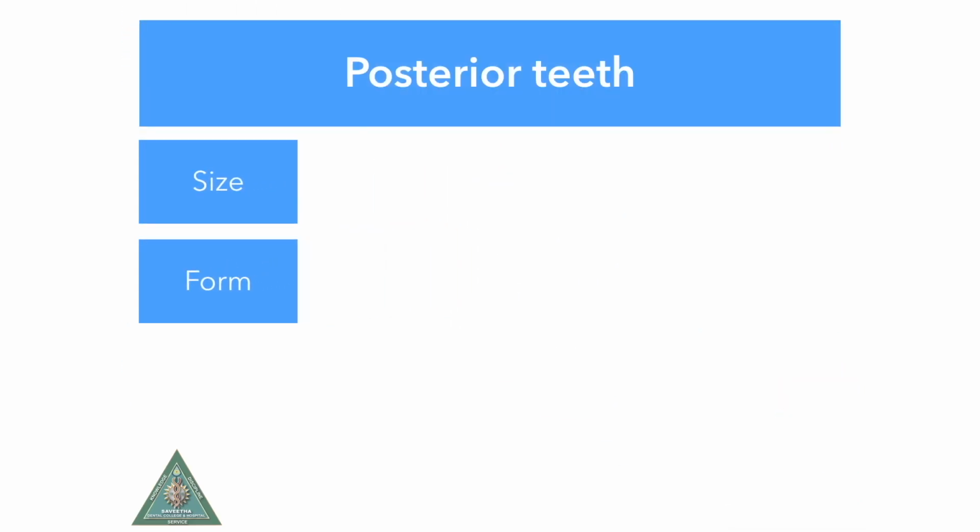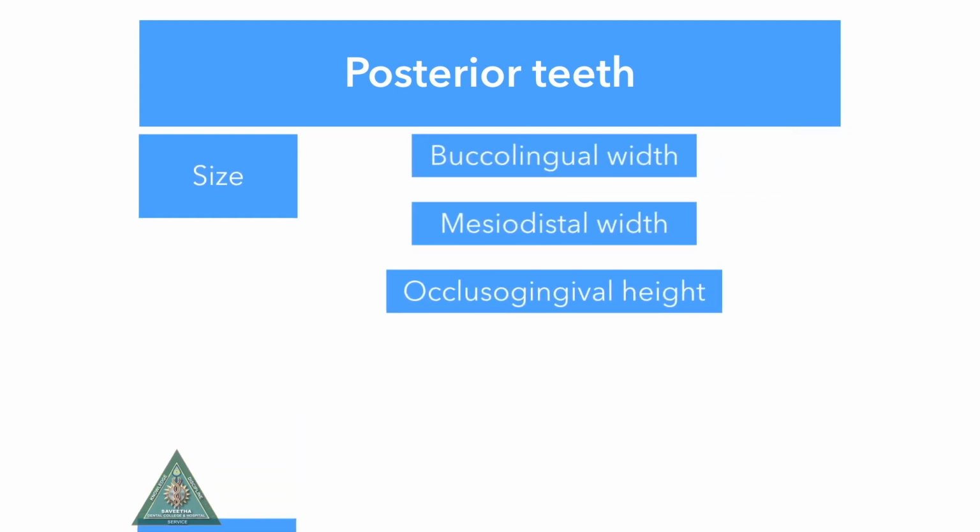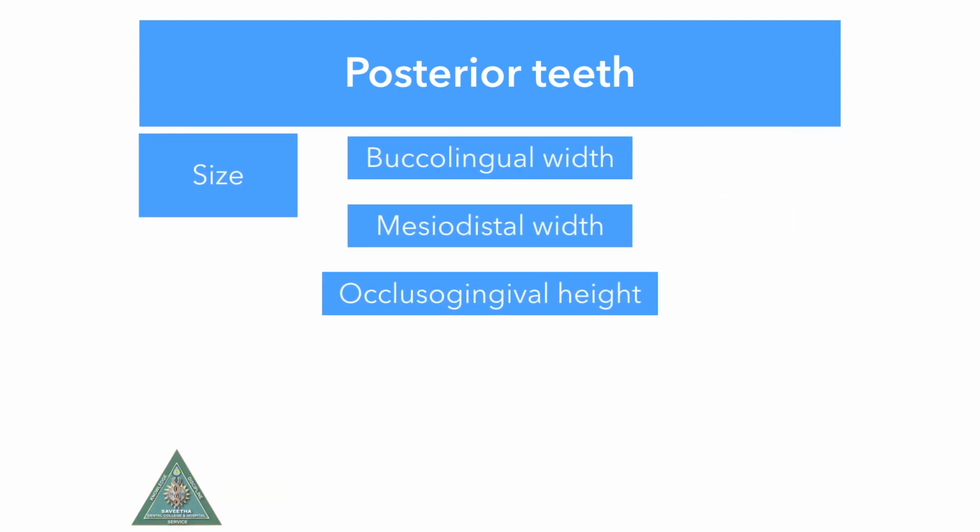Now we move on to selecting posterior teeth. Posterior teeth can be selected based on size: buccolingual width, mesiodistal width, and occlusogingival height. Buccolingual width means the buccolingual width of the tooth itself should not exceed that of the ridge width. The reason being, if you have an increased, wider occlusal table, there are going to be more forces transported outside the ridge, and that is undesirable.